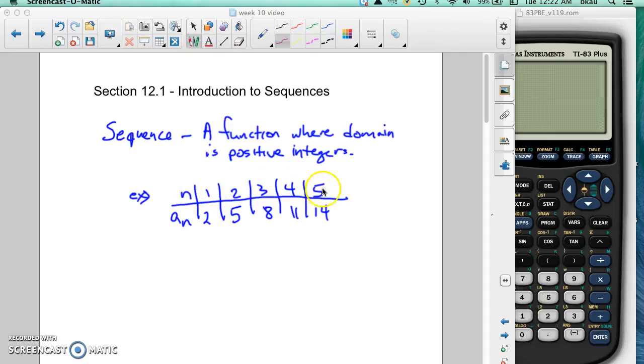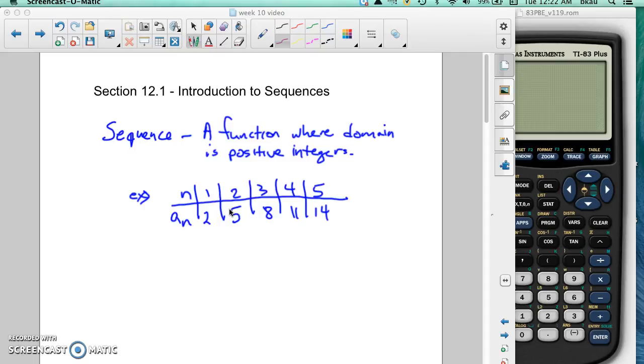Each domain value is going to be a positive integer. And the output is going to be some value. Now the output is our sequence of numbers. So when we see a sequence of numbers, we just see the outputs. We don't actually see the input numbers.